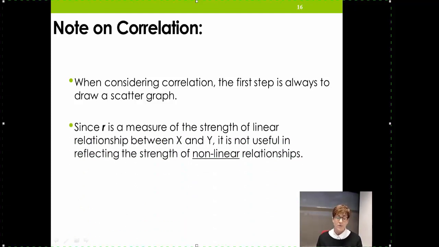Another point to note, since R is a measure of the strength of the linear relationship between X and Y, it's not useful in reflecting the strength of non-linear relationships, which is the point we made earlier when we looked at the scatter plot for a quadratic relationship.